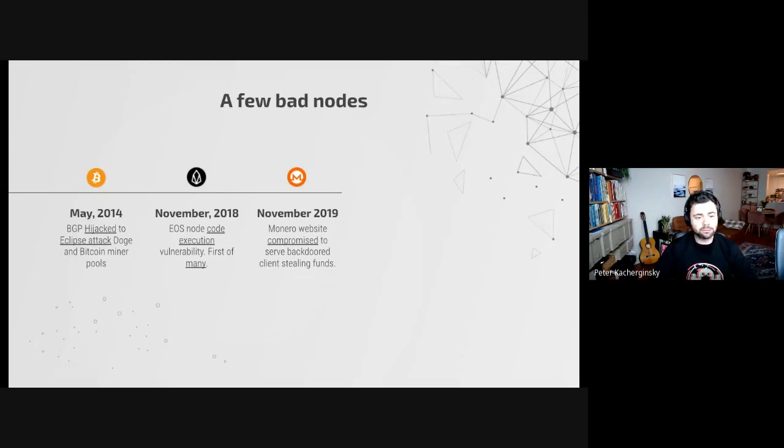Finally, in 2019, the Monero website was compromised. The binaries for the wallet were backdoored to steal clients' funds. So this is an example of how we have to look out for the developer. Where are you getting that software? How trustworthy is that resource? What can you do to verify it?